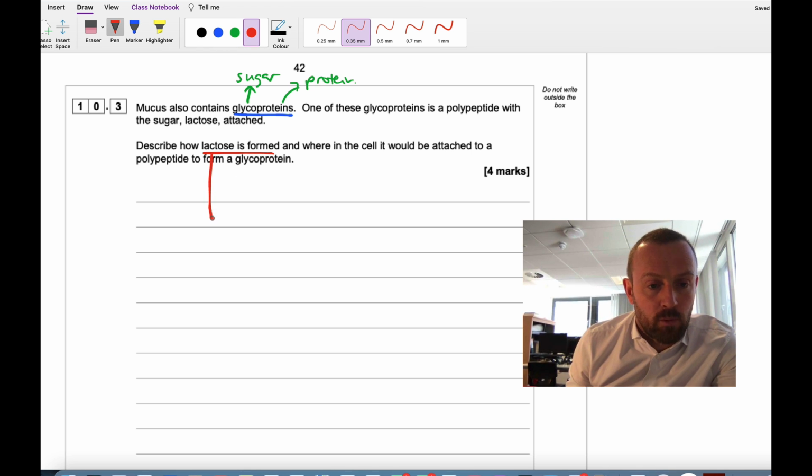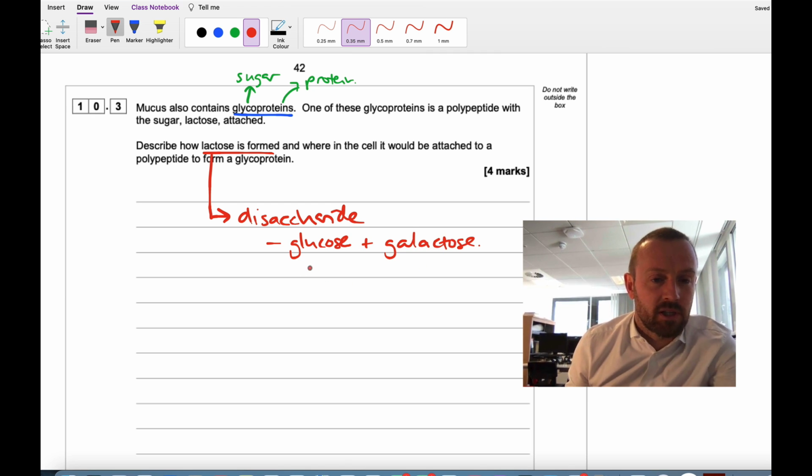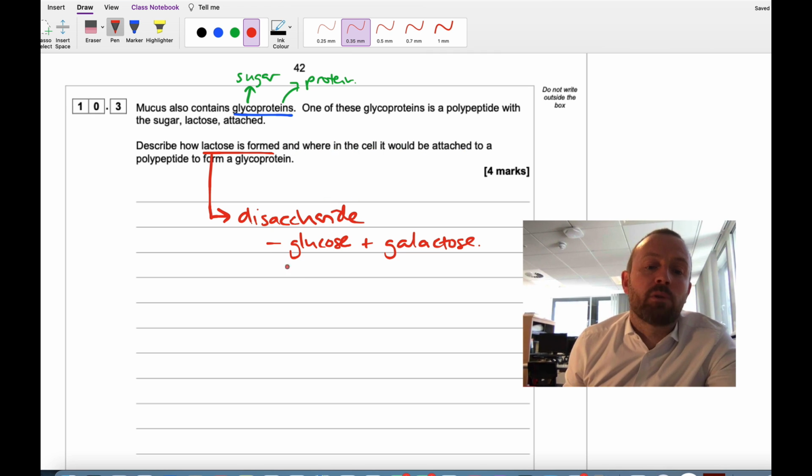How is lactose formed? Well, it is a disaccharide, and it is formed from glucose. You could be more specific and say alpha glucose. Is it alpha glucose? Is it beta glucose? Can't remember. Glucose and galactose. Hopefully that's worth the mark. I can't remember if you need to specify. We'll see in a second. And where in the cell it would... Okay, so how is it formed? Glucose, galactose, condensation reaction. Okay. How is it formed?